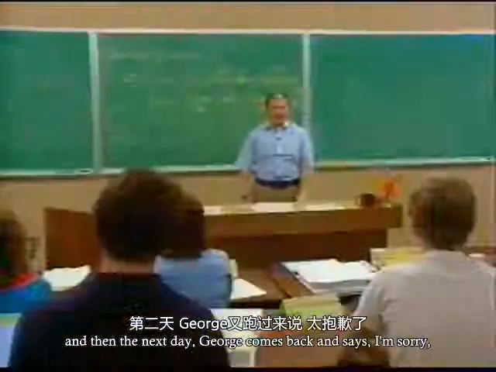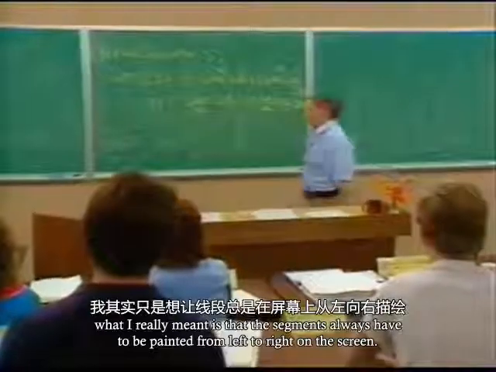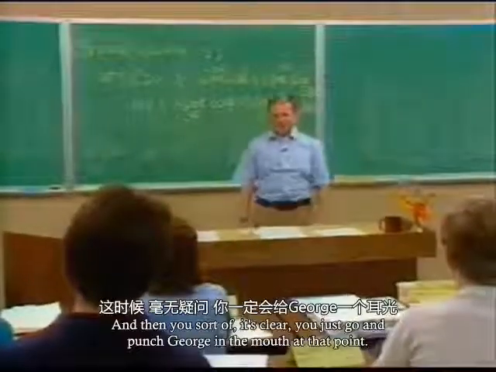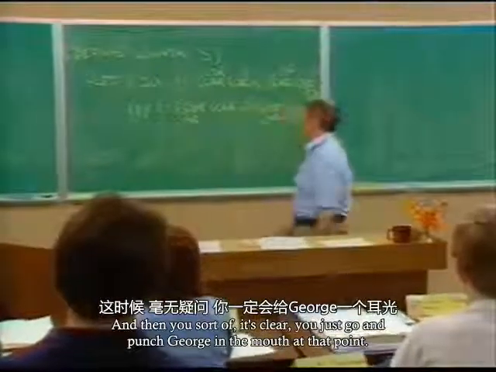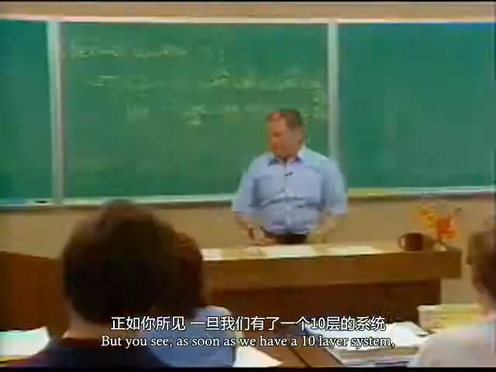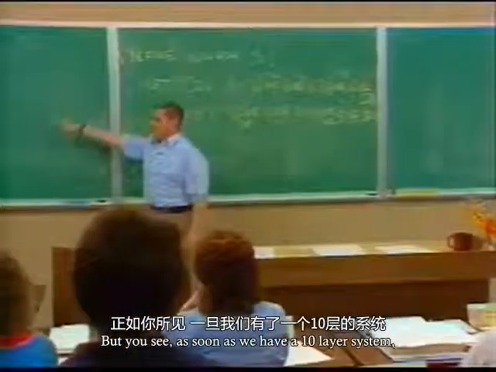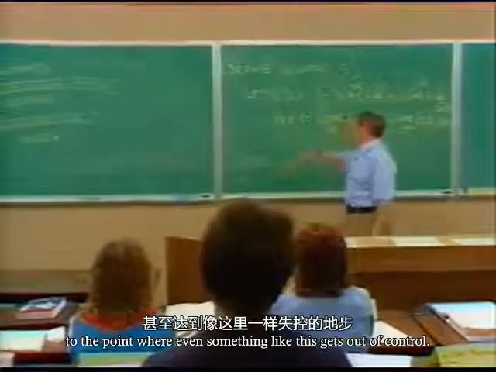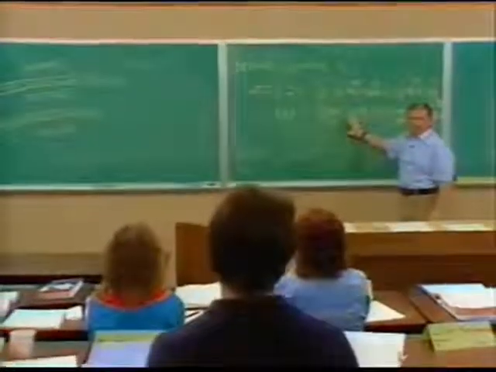And then the next day George comes back to you, I'm sorry, what I really meant is that the segments always have to be painted from left to right on the screen. And then it's clear, you just go and punch George in the mouth at that point. But you see, as soon as we have a 10-layer system, you see how that complexity immediately builds up to the point where even something like this gets out of control. Right?